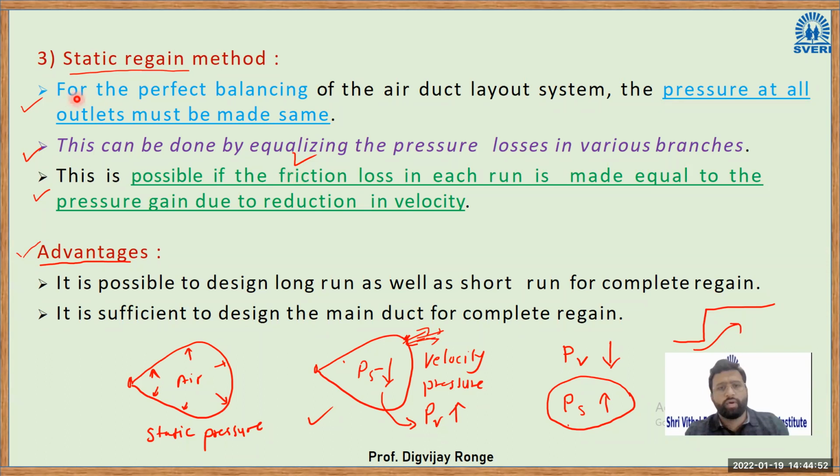So for the perfect balancing of the air duct layout system, the pressures at all outlets must be the same. This can be done by equalizing the pressure losses in various branches. This is possible if the friction loss in each run is made equal to the pressure gain due to the reduction in velocity. That means if there is a reduction in velocity, we assume that there will be a pressure gain. If the dynamic head decreases due to reduction in velocity, that will be an increase in static pressure. And mostly people refer to this static regain method.